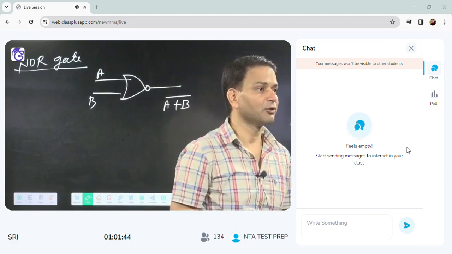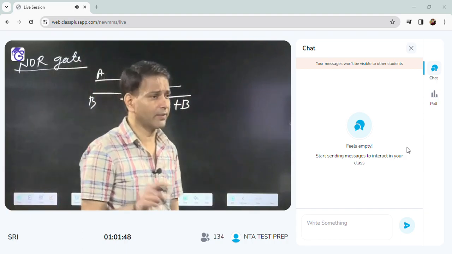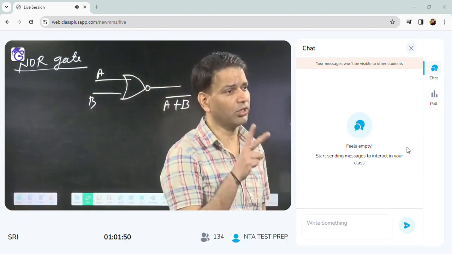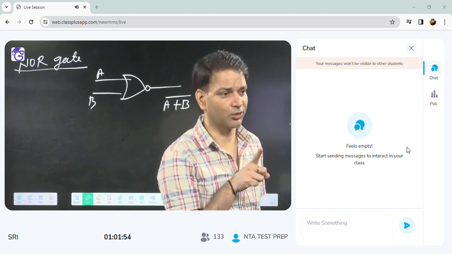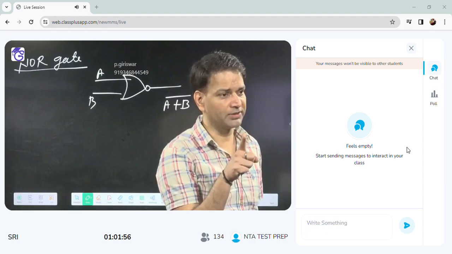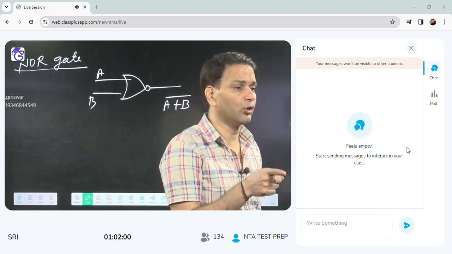Okay, so here in the NOR gate, first we have to do the OR. In OR operation we get 0 in only one case, when both are 0. When both are 0, then OR will be 0. Otherwise, it will be 1. Now here what will we say? When both are 0, then only we will get 1.